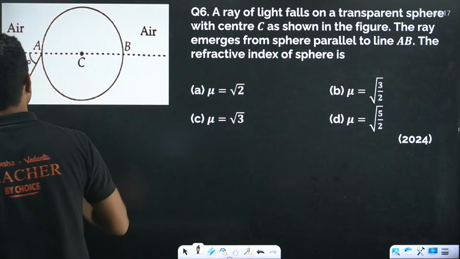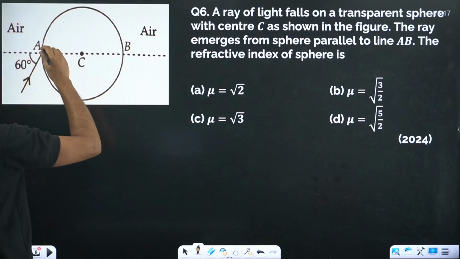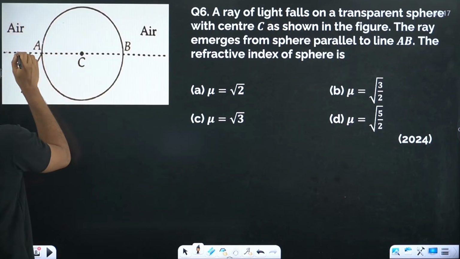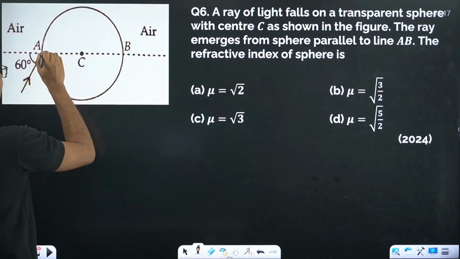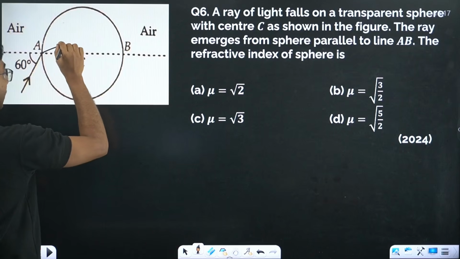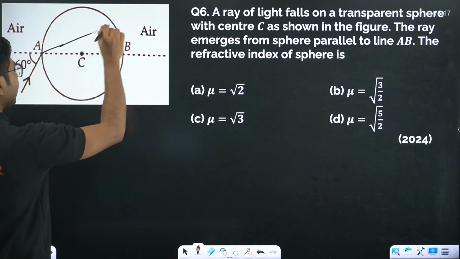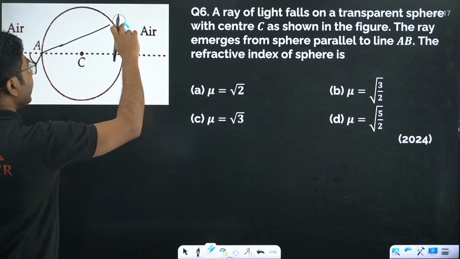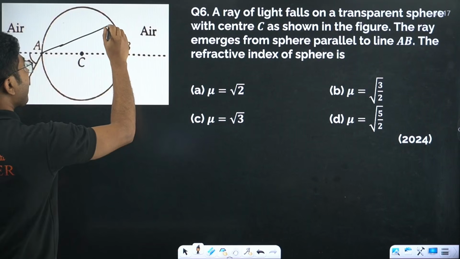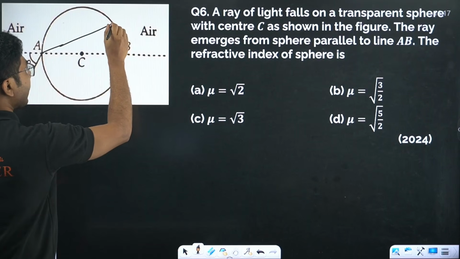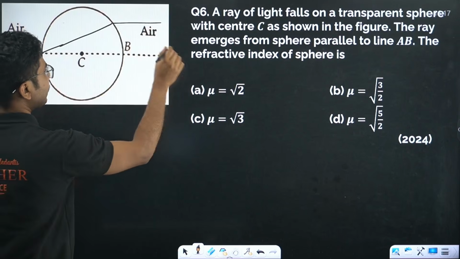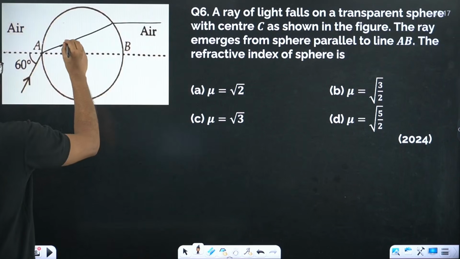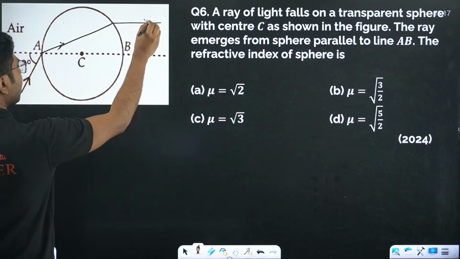Here you can see that the ray is falling on this sphere, and what happens here, it obviously refracts. If you take this as the normal, the ray of light will bend towards the normal and go straight, and then when it reaches over here, it emerges out parallel to this base. This information is given in the question. So the ray is traveling like this.